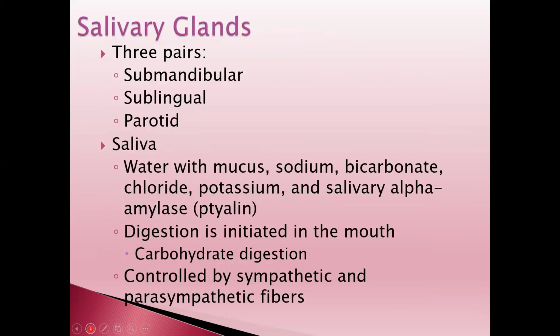There are 3 salivary glands that are critical at the beginning here: the submandibular, the sublingual, and the parotid. Saliva, there's about a liter made a day, and it consists of water, mucus, sodium bicarbonate, chloride, potassium, and ptyalin. And that's an enzyme. Ptyalin is also called salivary alpha amylase. It's an important enzyme that really starts the digestion of carbohydrates in your mouth and continues on through the GI tract, but carbohydrate digestion starts in your mouth.